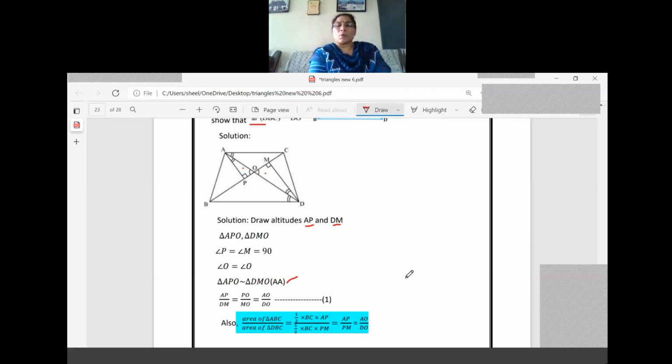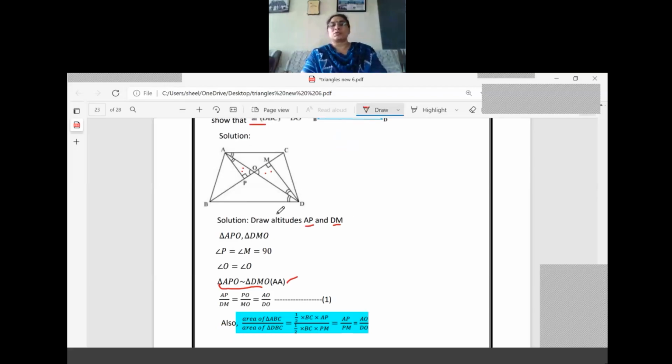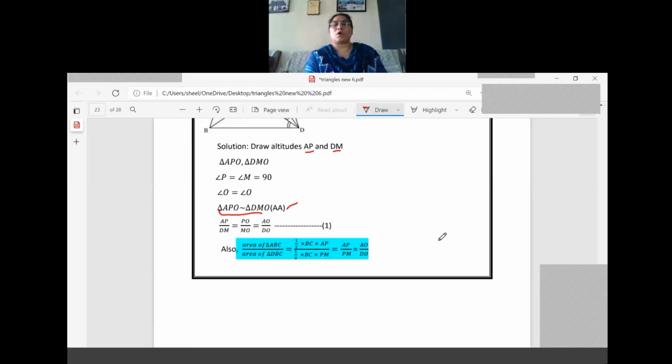Now what is the formula? We have proved that these two triangles, APO and DMO, are similar, but we should prove something about area ABC and DBC, right? There is no similarity proved for those. So we use our normal formula here, half base into height. One correction here: it is DM. Let me correct that. I'll explain.